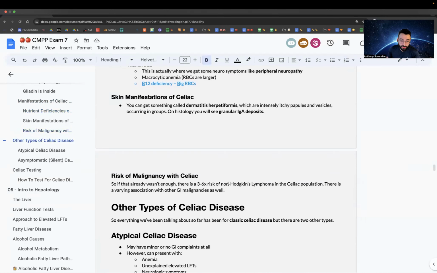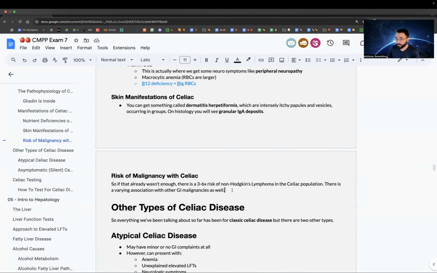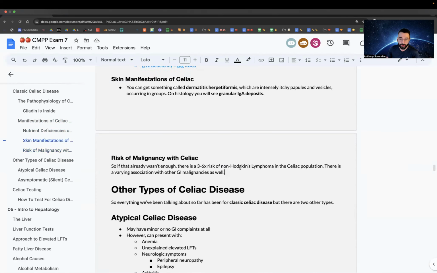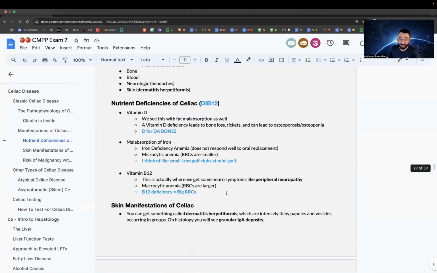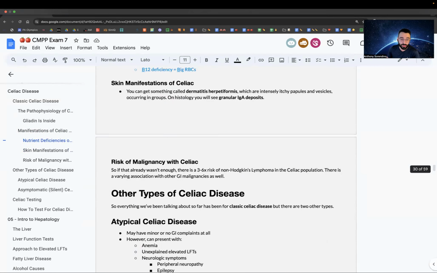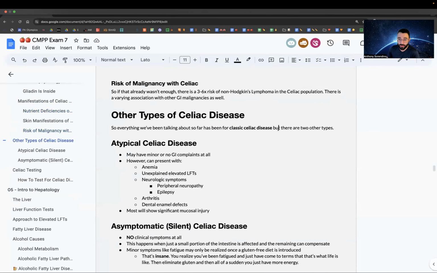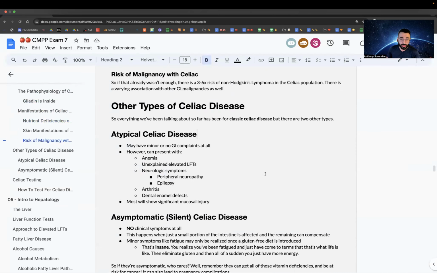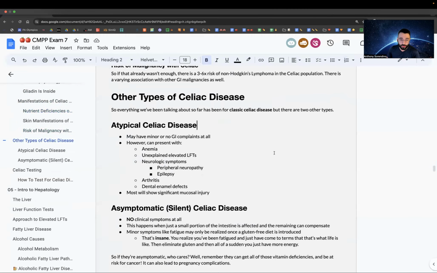And if that already wasn't enough, there's a 3 to 6 times risk of non-Hodgkin's lymphoma in the celiac population and other variations with cancer as well. So it's, yeah, celiac is no good. There's a lot of issues here. So that's everything in terms of classic celiac disease, but there are 2 other types.